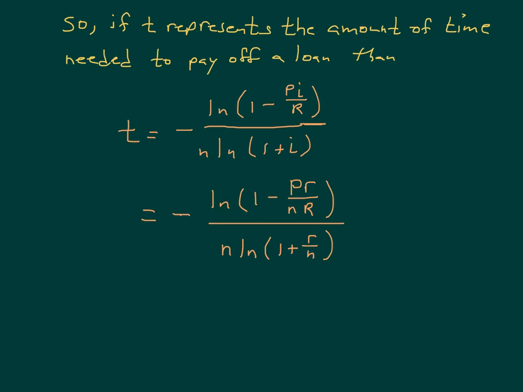But now replacing i with r over n, I get this formula right here: t is equal to negative natural log of 1 minus p times little r over n times capital R, all over n times the natural log of 1 plus little r over n. That is our formula that we're going to be using to determine how much time it's going to take to pay off a particular loan.